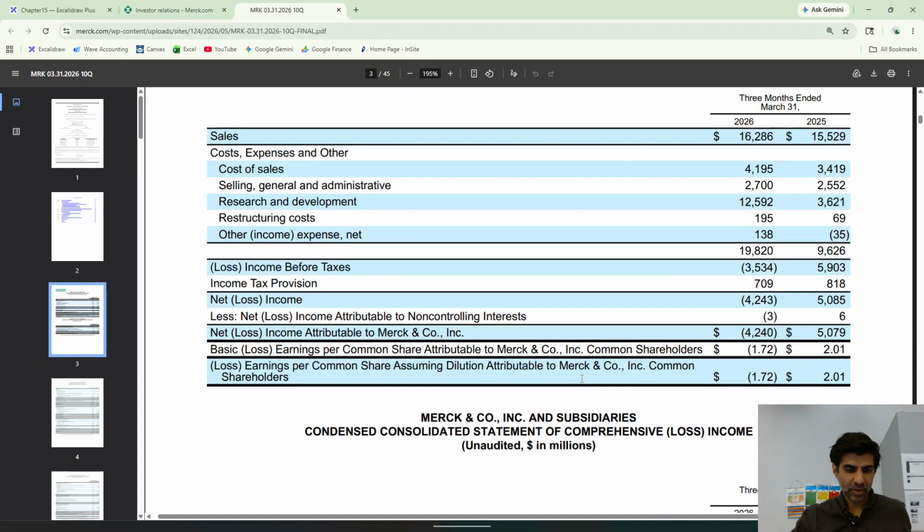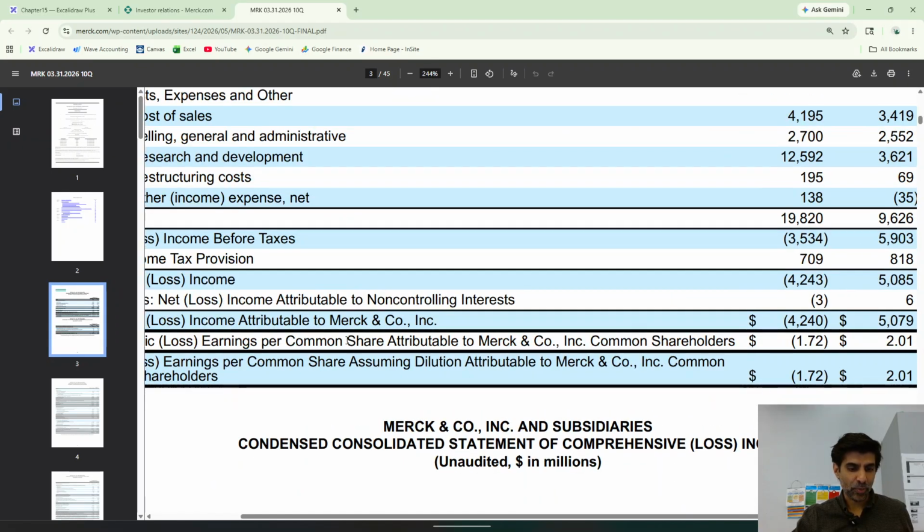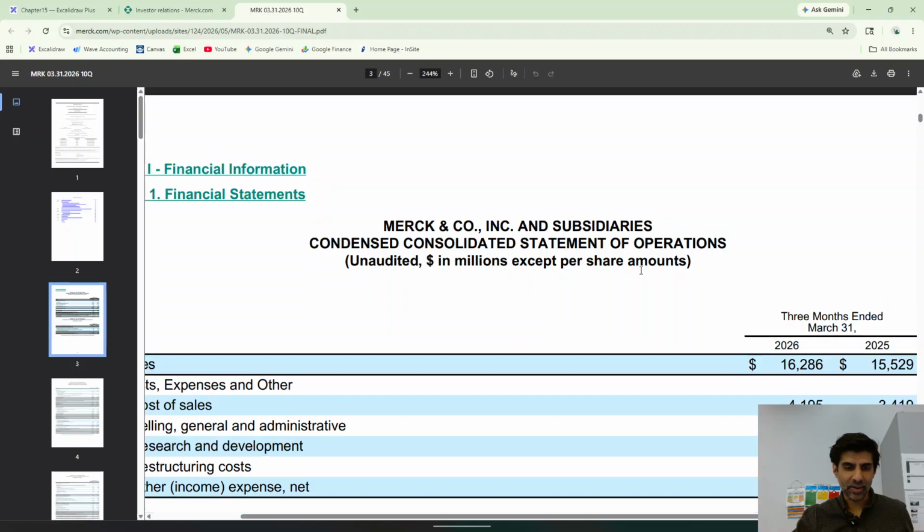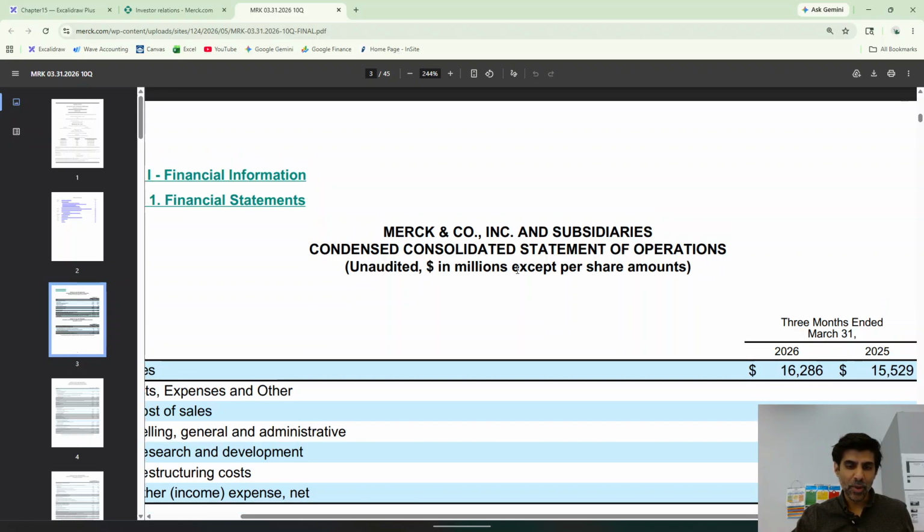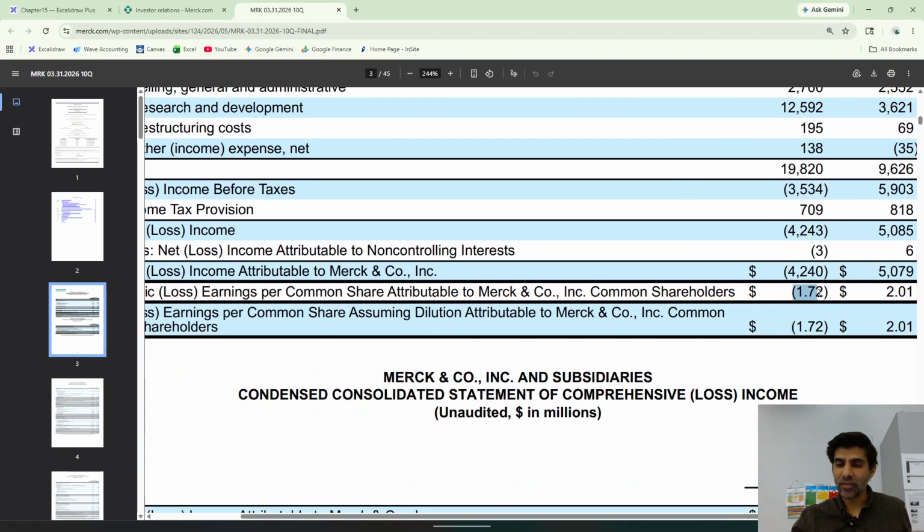Yeah, so you can see right here, basic earnings or loss per common share, and they give you the amount here. So this is per share. This is the total, and this is in millions. They'll even say unaudited dollars in millions except per share amount, right? So the per share amount is just in actual dollars. So it's a $1.72 loss per share. This is in millions though, so it's 4.2 billion, I think. If you do 4,000 times a million, that's 4 billion. Yeah. Okay, yeah, for sure. Good question.